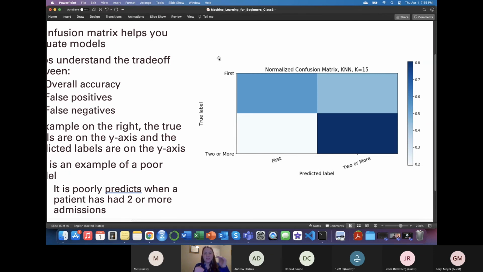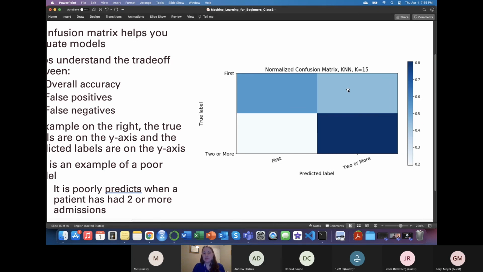So you can think of these as two axes. Your true label, what it actually is for your entire model when you're predicting, is located here. The predicted label is located here. In this quadrant, we predicted that it was a first treatment, and it was actually a first treatment. In this quadrant, we predicted it to be two or more treatments, a repeat treatment, and it was actually a repeat treatment. So you want a darker color in these two, if at all humanly possible.